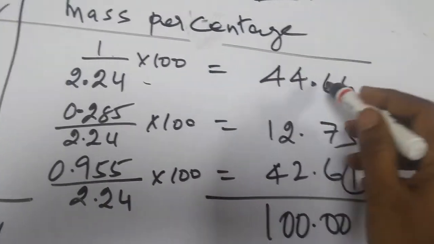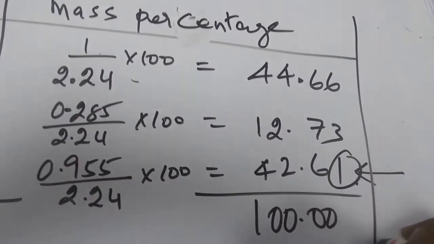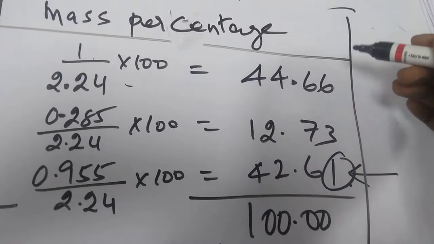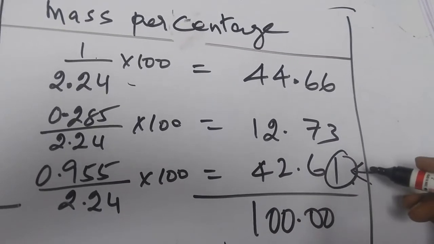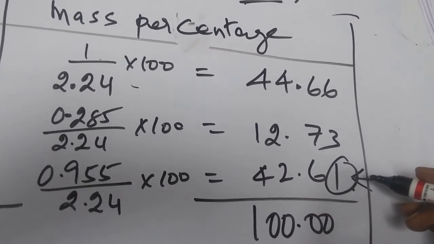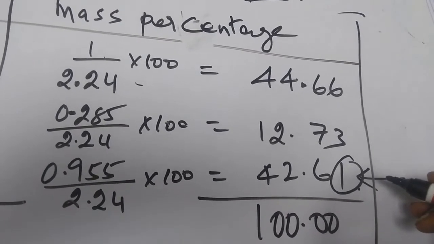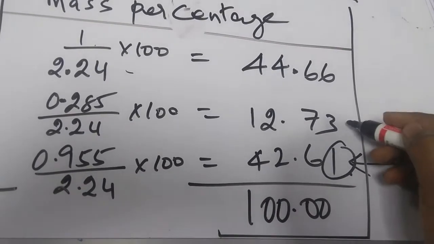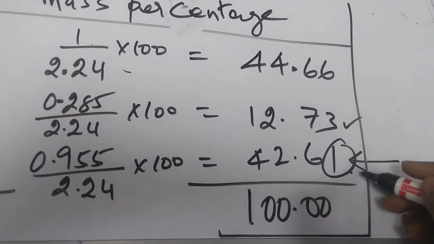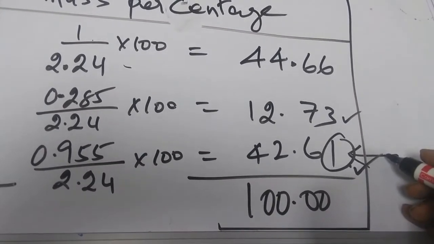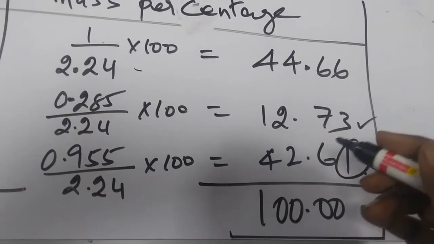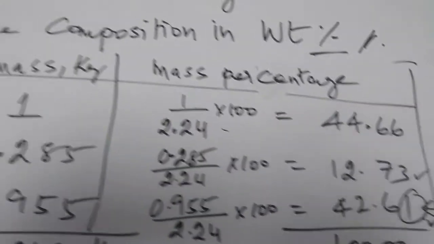So we get the composition. This composition we can report as a separate answer also. The composition of the gas mixture is HCl 44.66%, oxygen 12.73%, and nitrogen 42.61%. Okay, that will make the final answer.